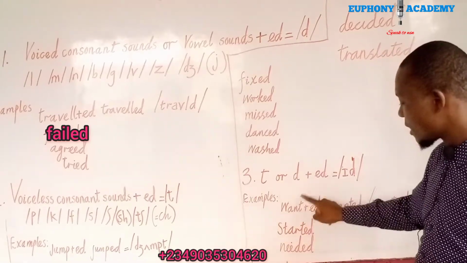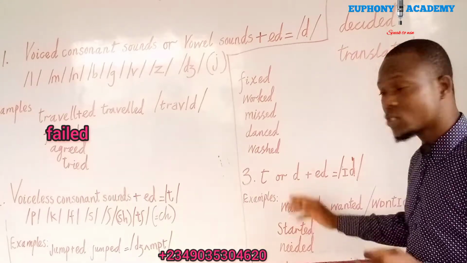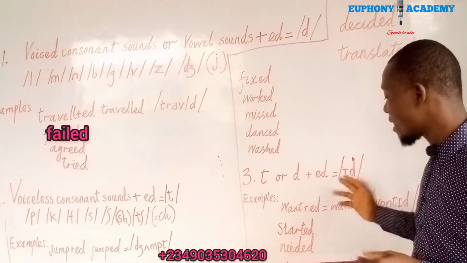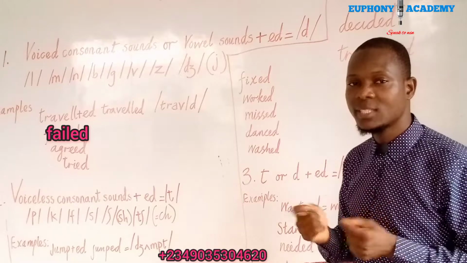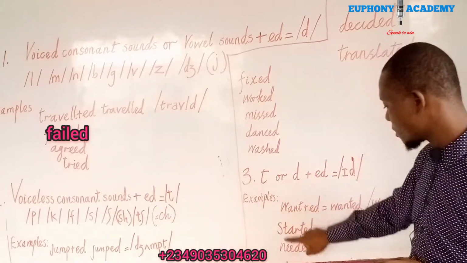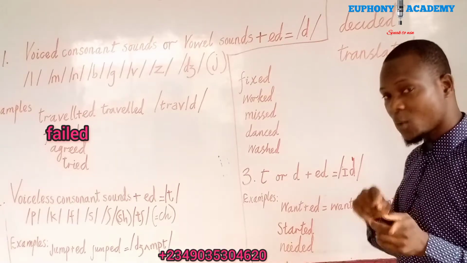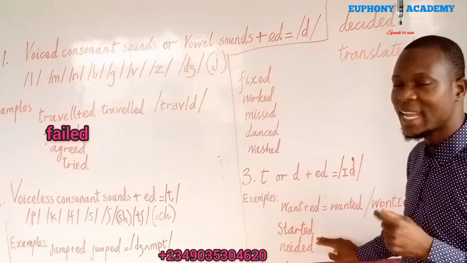Okay? So here are examples of words with it. Wanted. You can see that this want ends with what sound? T. So when we add the ed to it, it's going to sound wanted, not want-ed. You have to say wanted. And the next example, start. Started. So this has to be pronounced as started, not start-ed.